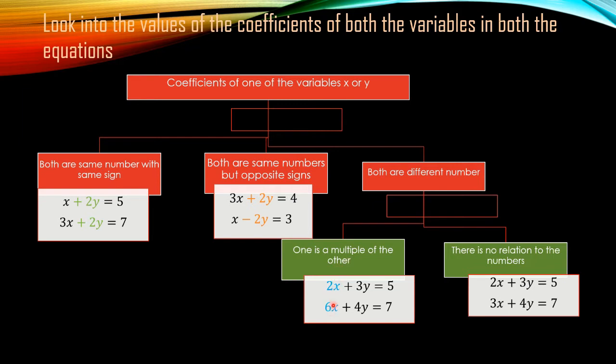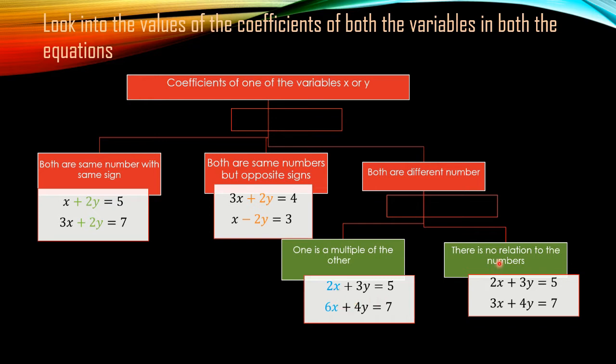One of the coefficients of one of the variables is a multiple of the other, which is, if I'm choosing x, the coefficient of x here is 6 and here is 2. 6 is a multiple of 2. So this comes under this category. I will choose to eliminate x in this particular example.